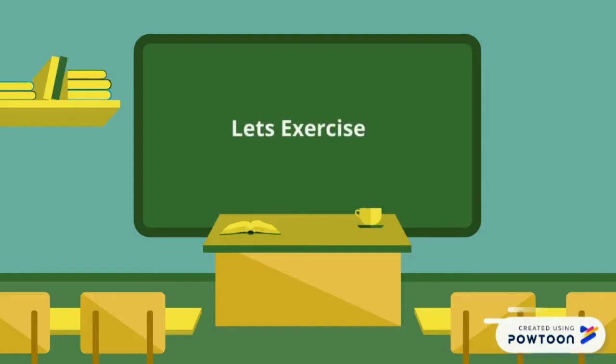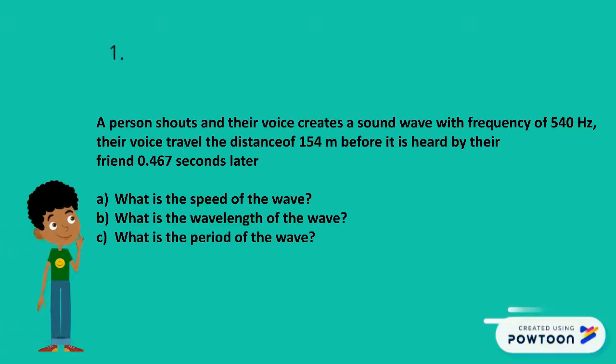Let's exercise. When a person shouts and their voice creates a sound wave with a frequency of 540 Hz, and their voice travels a distance of 154 meters before it is heard by their friend 0.467 seconds later. So the question is, A, what is the speed of the wave? B, what is the wavelength of the wave? And C, what is the period of the wave?